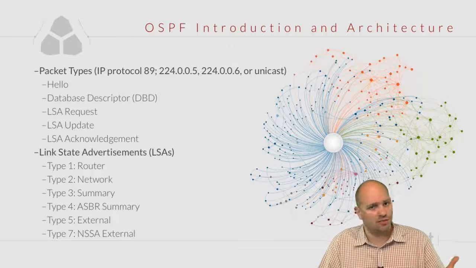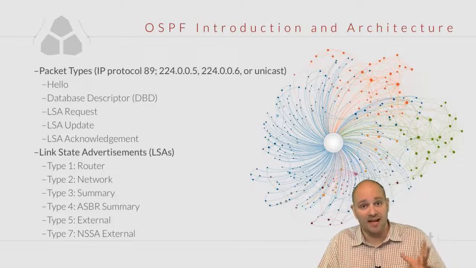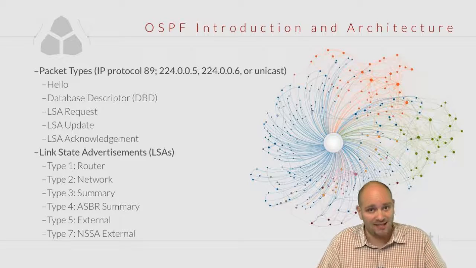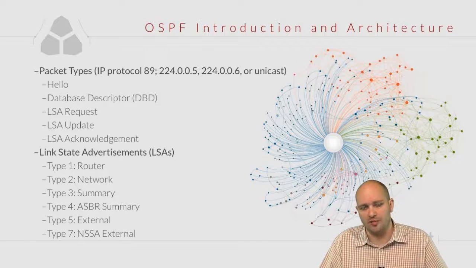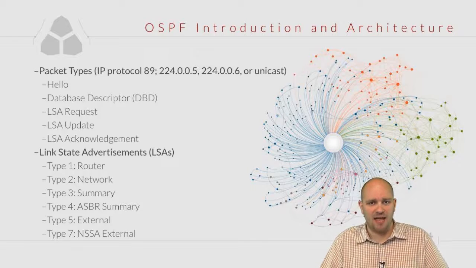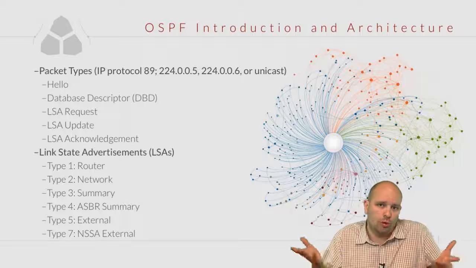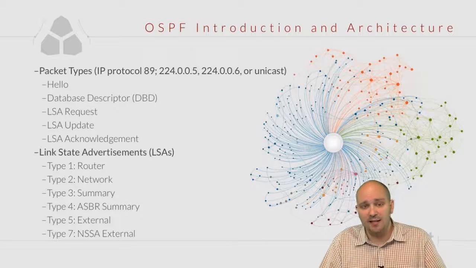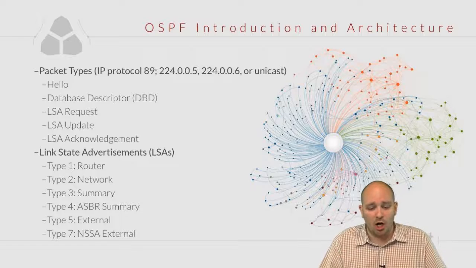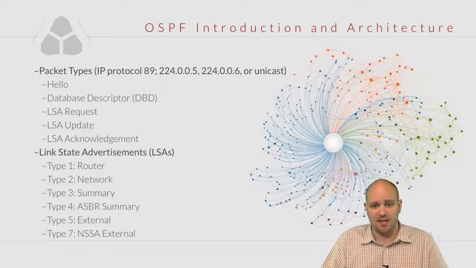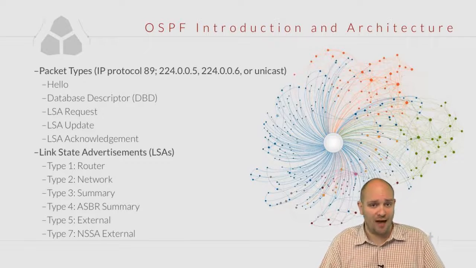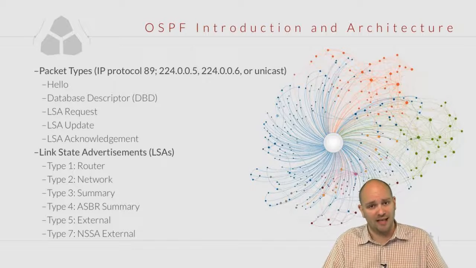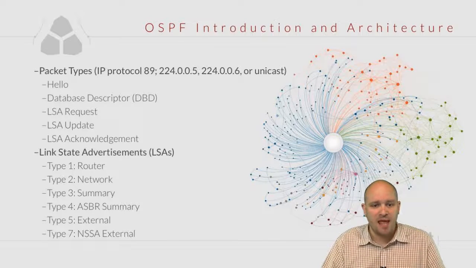So OSPF doesn't use TCP or UDP. It has a specific protocol type, 89, that is reserved for its use. These packets can be either sent as unicast packets to a unicast destination, or they can be sent as multicast packets. And in that case, what we are going to see are link-local multicast destination addresses of 224.0.0.5 or 224.0.0.6 in some special cases.